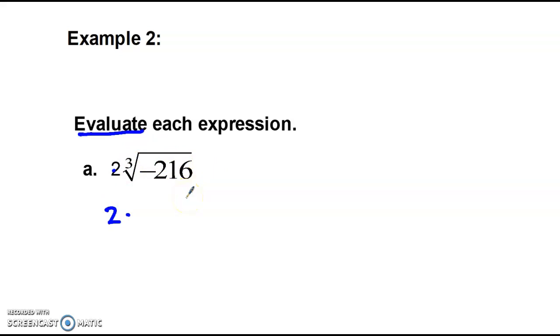Remember earlier we learned that the cube root of negative 27 was negative 3. So this time we know that the cube root of negative 216 should be a negative number. You can use a calculator to guess and check. What is that number that when multiplied by itself 3 times is going to give you 216? Figure it out. Good. Hopefully you figured out that it's negative 6. So now all we have to do is multiply 2 times negative 6. So we have negative 12.